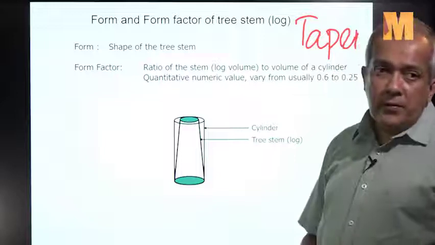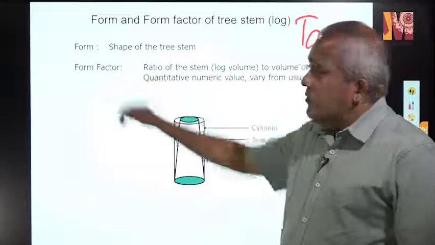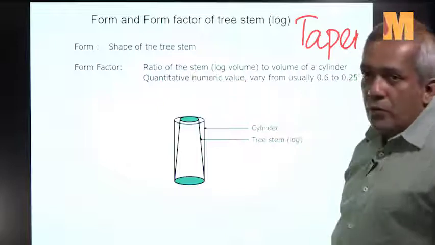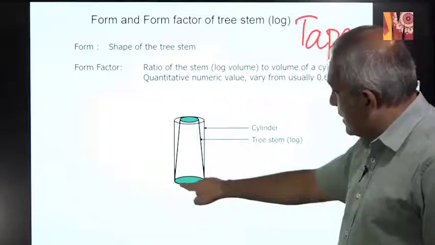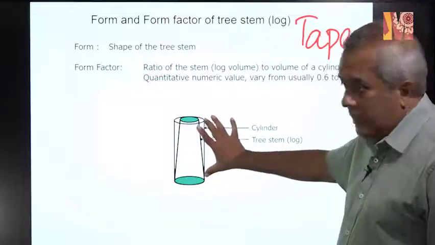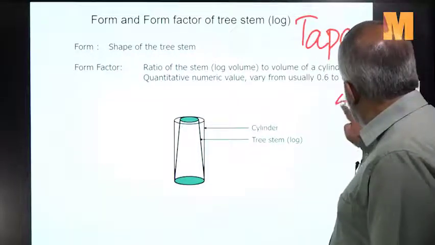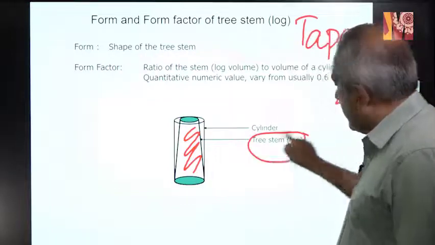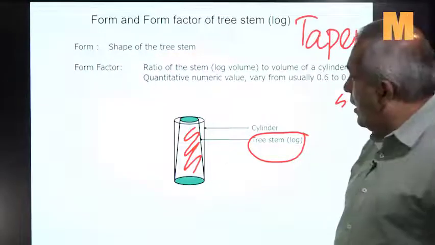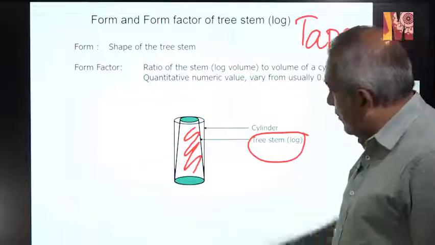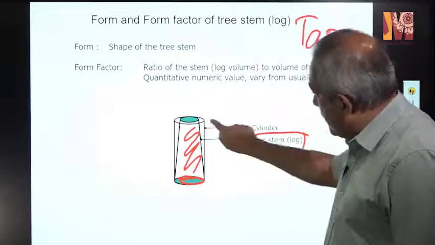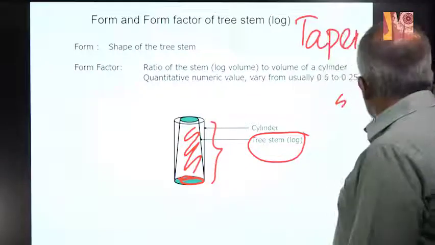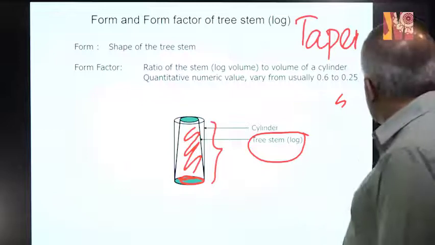Therefore, in order to quantify the tree shape, an equation has been built which is called the form factor, which is a quantitative figure. Form factor is the ratio of the stem or log volume to the volume of a cylinder which has the same area at the base and also the same height. Now, when you look at the diagram, the inner part is the tree stem or the log, and you estimate that volume, and you also have a hypothetical cylinder which has the same area at the bottom and the same height as the log, and then you divide the stem volume by the cylinder volume.